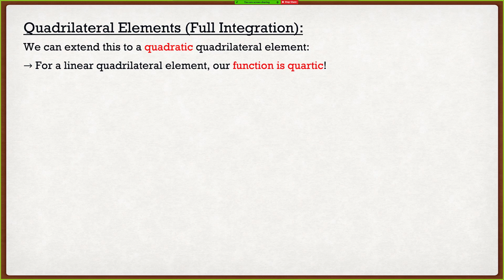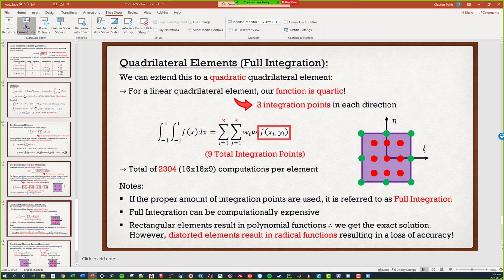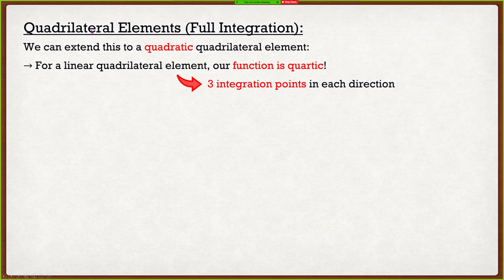Well, so what I've seen is it's actually quartic. So if it's a quartic or a 4th order polynomial, can I use 2 integration points? Maybe I go back to the chart on this one. Oh, Oswald's right on the money. No, we need 3. Because now that we're dealing with a 4th order, we need to move up a level. So therefore, we actually need 3 integration points for this bad boy right here in each direction. So if we have 3 integration points in each direction, how many total integration points do we need for this element?